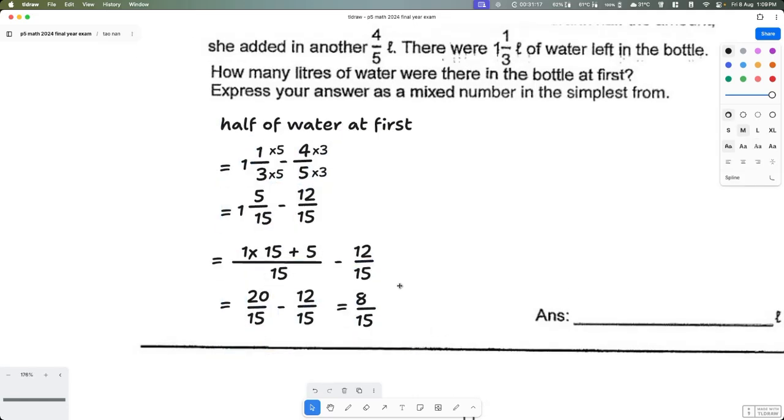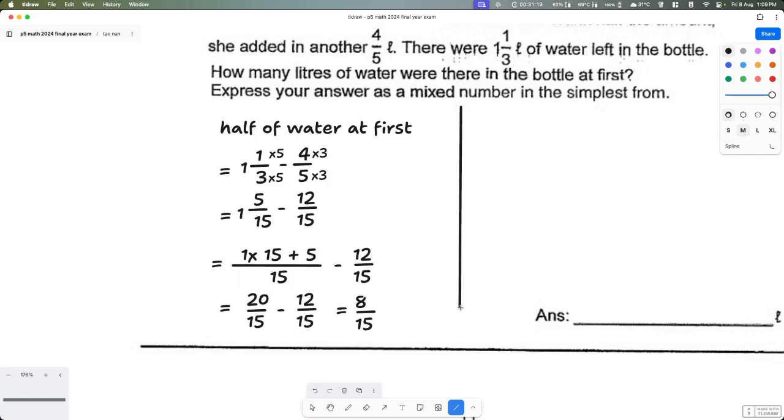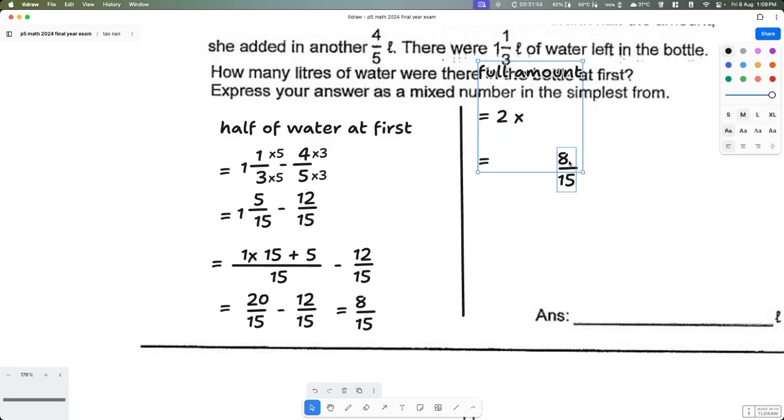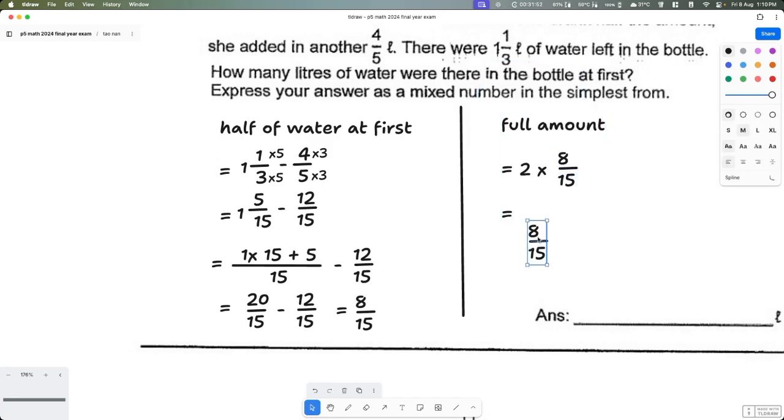Then we want to have the full amount, right? So how many liters were there at first? We need to multiply this by 2. So the full amount is equal to 2 times this 8/15. So it's basically 2 times 8 out of 15, so that will be 16 out of 15, right?